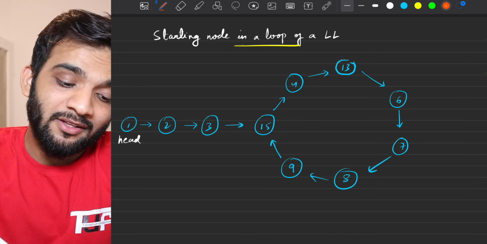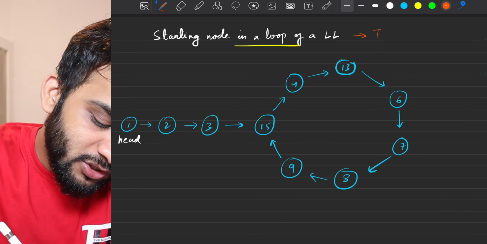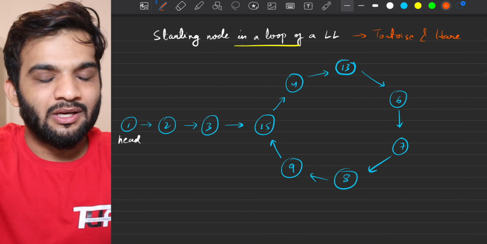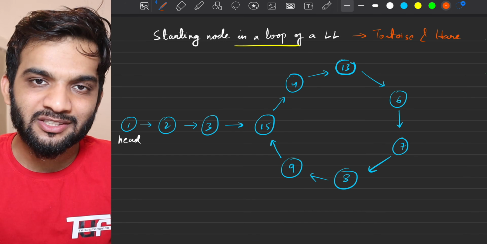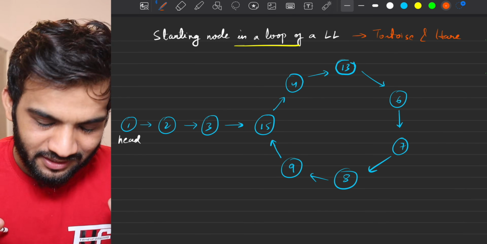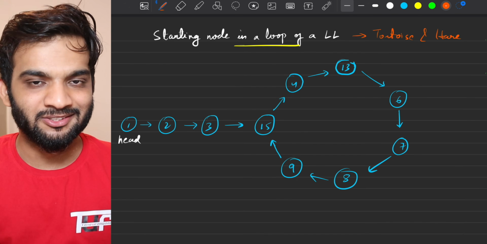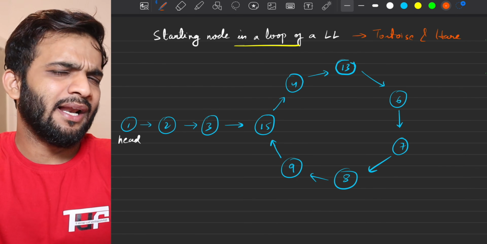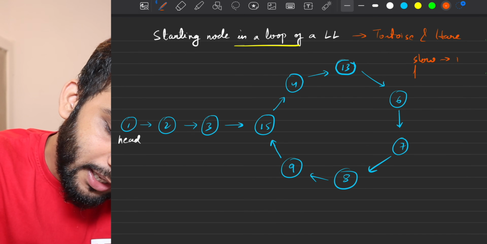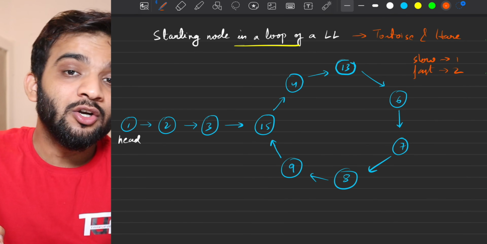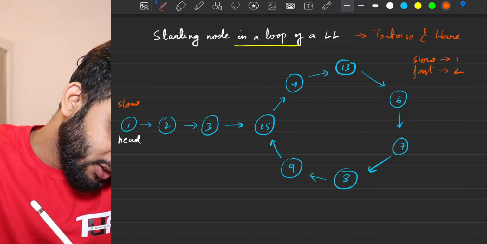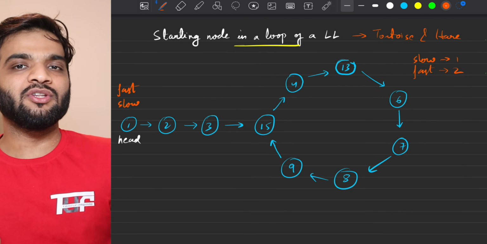In order to apply the optimization, we have to use the tortoise and the hare algorithm. I've already discussed this algorithm in the previous lecture, that is detection of a loop. In case you haven't seen it, the link is in the description. Go back and watch it, please. So tortoise and the hare algorithm. And if you remember, the slow was moving by 1 and the fast pointer was moving by 2 steps simultaneously. So initially the slow and the fast pointers were pointing to the head.